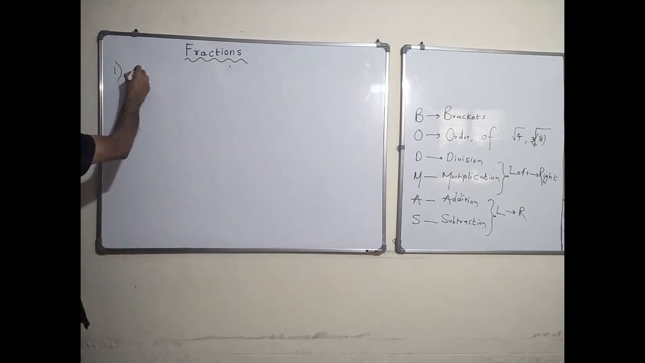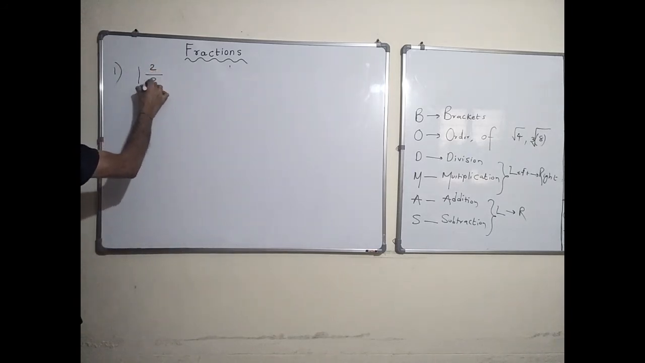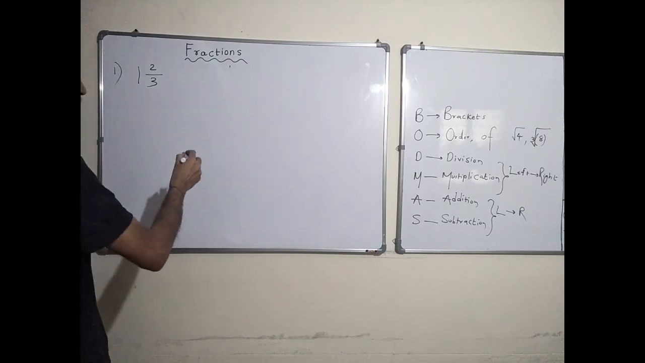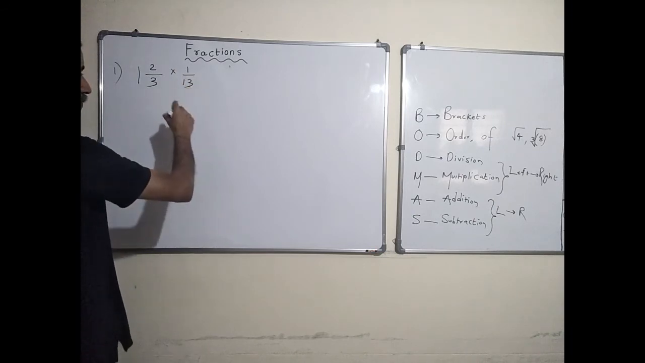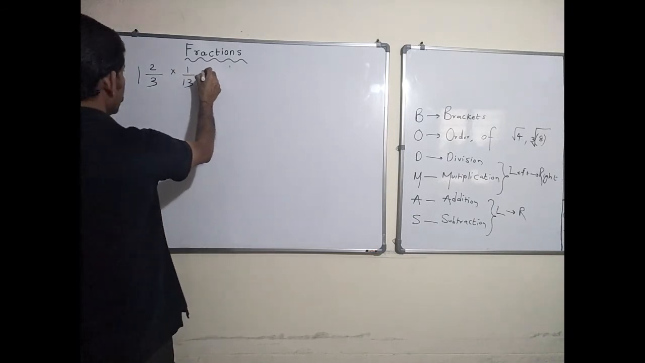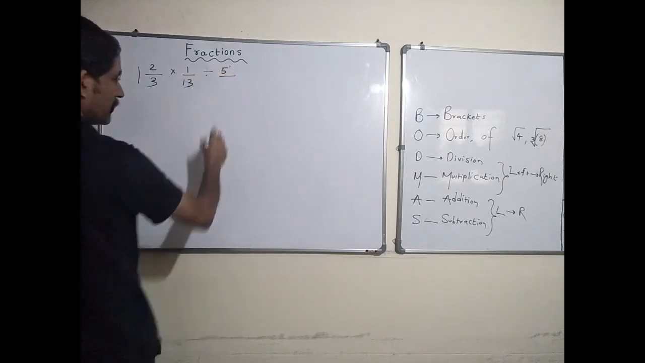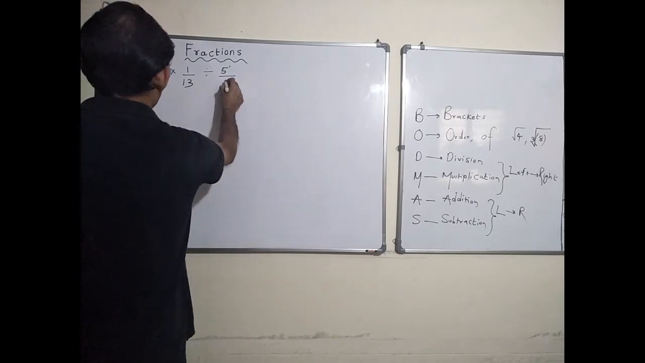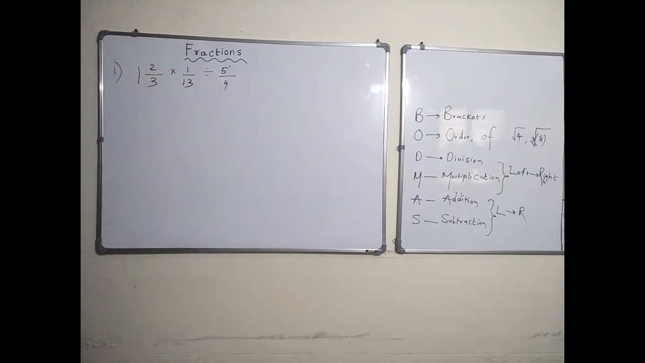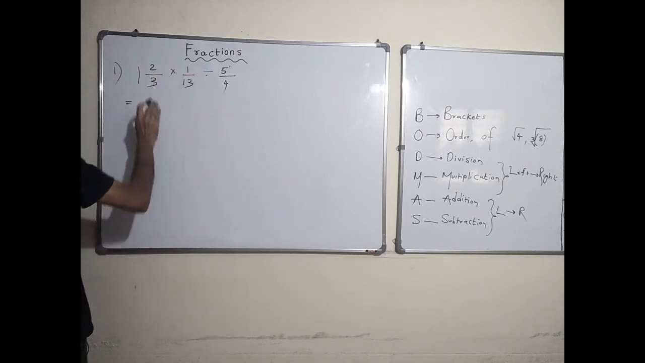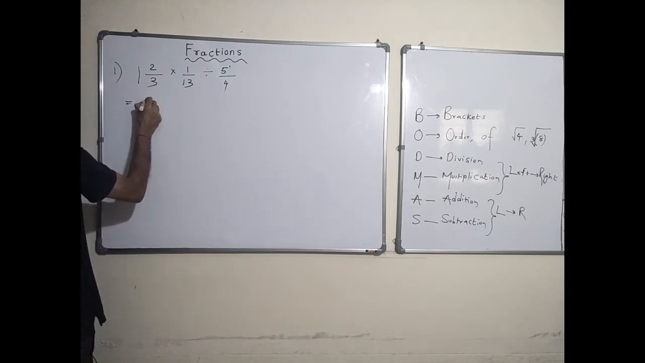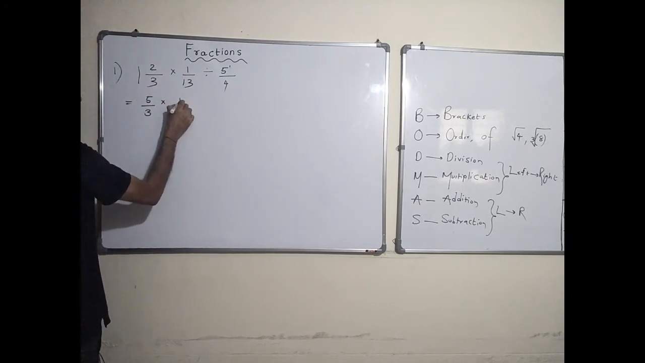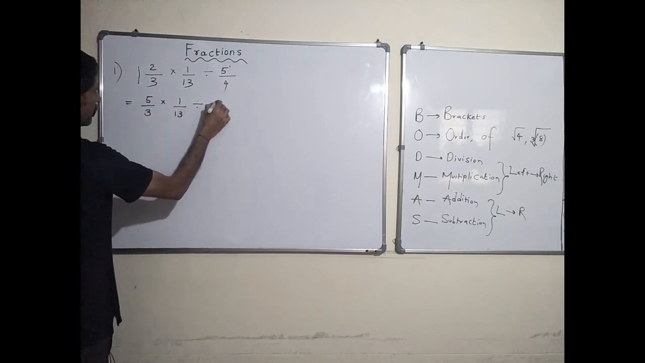1 2 by 3. Now this is a mixed fraction, into 1 by 13, divided by 5 by 4. So how should we solve it? Before solving this, let me first convert this into an improper fraction. 3 into 1 is 3, plus 2 is 5 by 3. So 5 by 3 into 1 by 13 divided by 5 by 4.